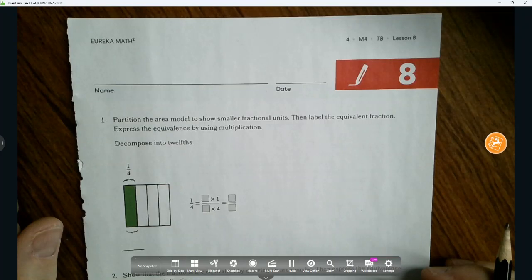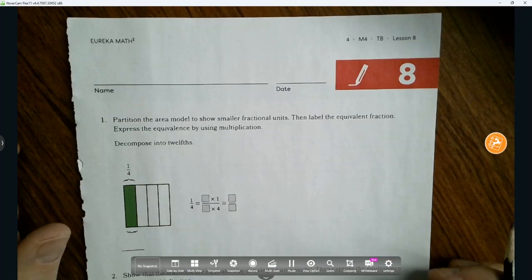Parents, hopefully this helps a little bit. If you guys are out there watching to help you understand a little more of this new math, I'm telling you, the new math is better. I promise you, it really is. It just takes some getting used to.